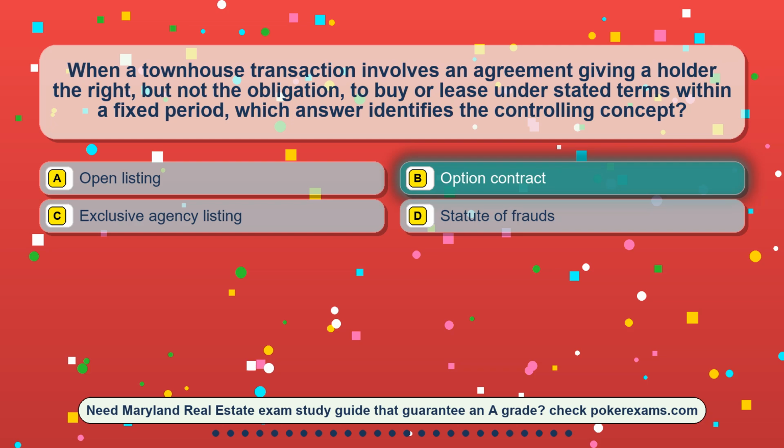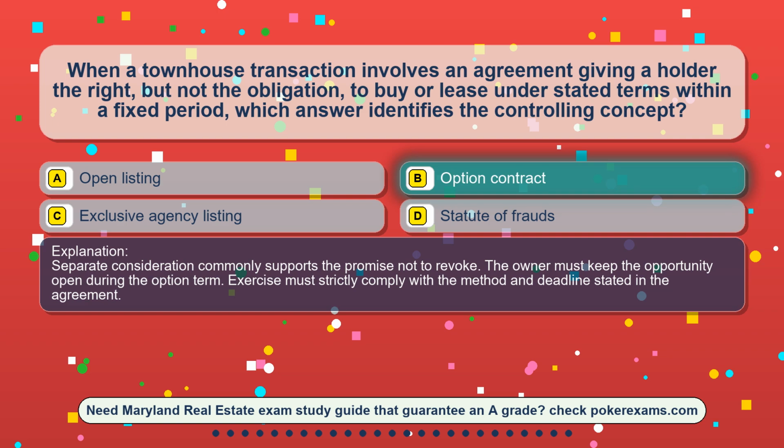The correct answer is option B, option contract. Separate consideration commonly supports the promise not to revoke. The owner must keep the opportunity open during the option term. Exercise must strictly comply with the method and deadline stated in the agreement.